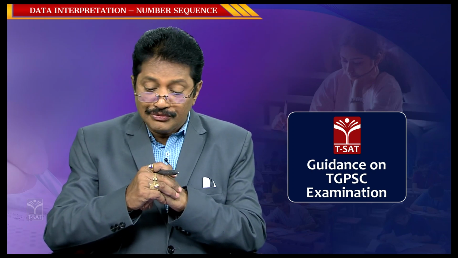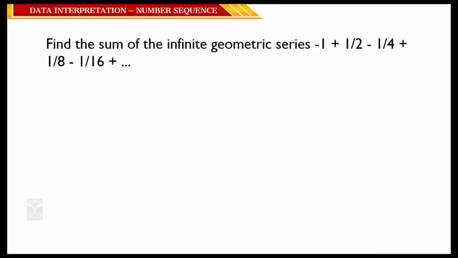Find the sum of the infinite geometric series minus 1 plus 1 by 2 minus 1 by 4 plus 1 by 8 minus, and so on. Already you know that when the R value is less than 1. So, how are you going to get the R value here? R is equal to 1 by 2 by minus 1, which means it is minus 1 by 2. Very clear, you know that modulus R is less than 1. Okay, negative value.